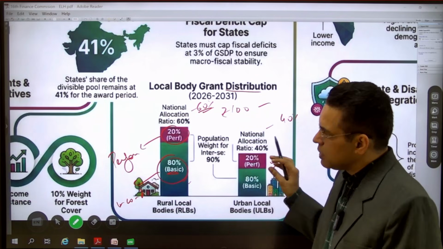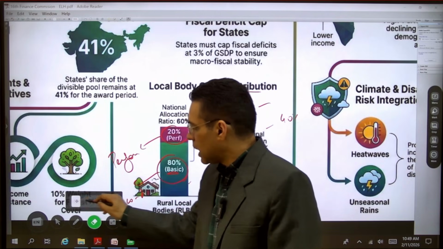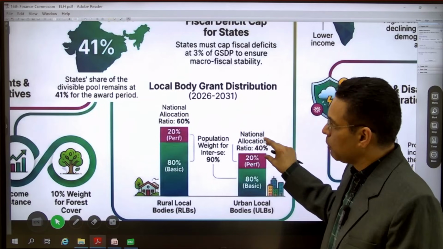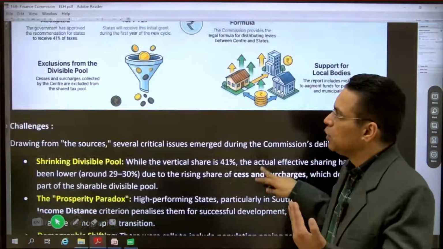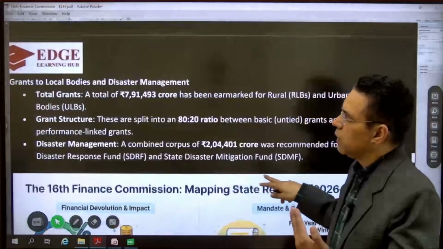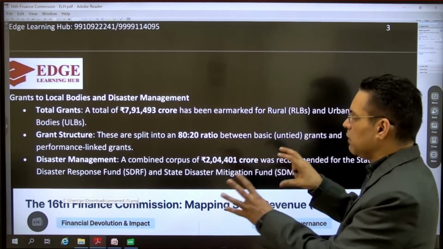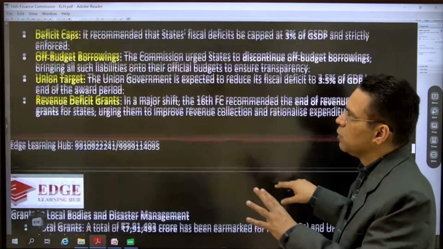So these grant distribution formulas are very important because that empowers the government and the local bodies, and the focus is more on performance. That means if you're performing better, you will get the benefits accordingly. Okay, then there is how much money will be given, all that formula is there. You can go through the data.